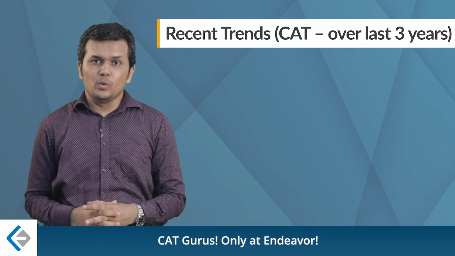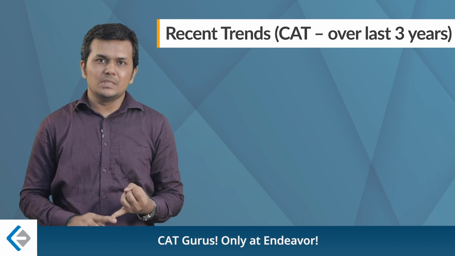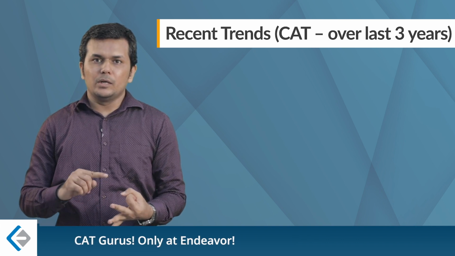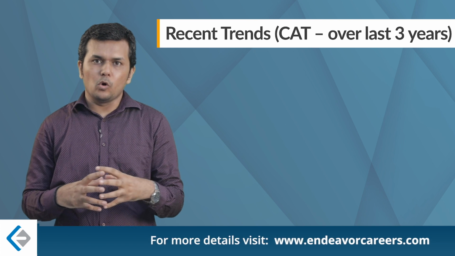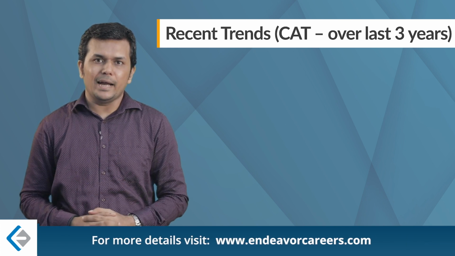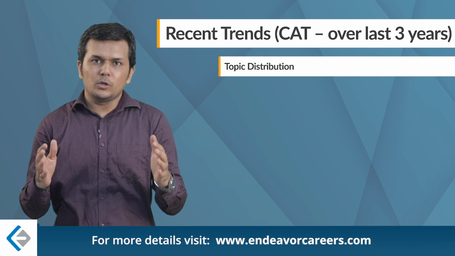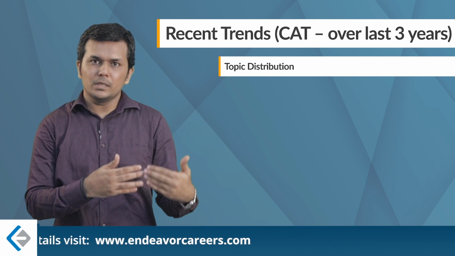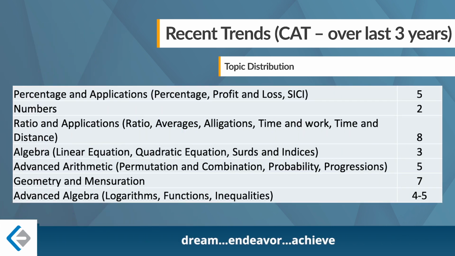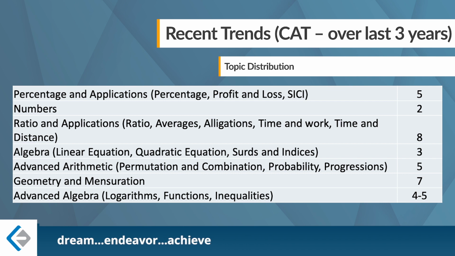So, what we have done is we have analyzed the CAT papers QA section for the past 3 years, that is 2017, 2018 and 2019, both the slots. So, overall 6 recent papers of CAT, and we have tried to find out the topic distribution according to various concepts. So, percentage and its application, that is percentage, profit loss and simple interest, compound interest, on an average there were 5 questions in the paper out of 34.